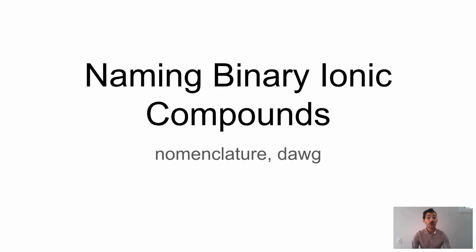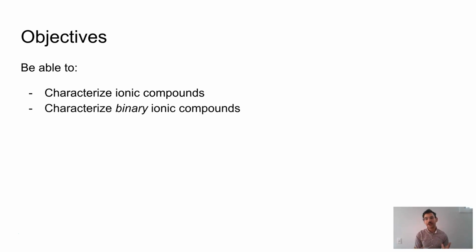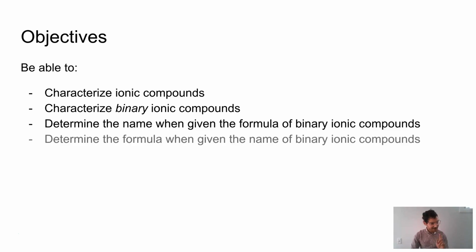Hey folks, in this video we're going to be talking about binary ionic compounds and probably also defining binary ionic compounds. I want you to be able to characterize ionic compounds very generally, and then also very generally characterize binary ionic compounds. If you're given the formula of a binary ionic compound, I want you to be able to determine the name. And if you're given the name of a binary ionic compound, I want you to be able to determine the formula. So back and forth between names and formulas for these binary ionics. And I want to look at some weird birds.